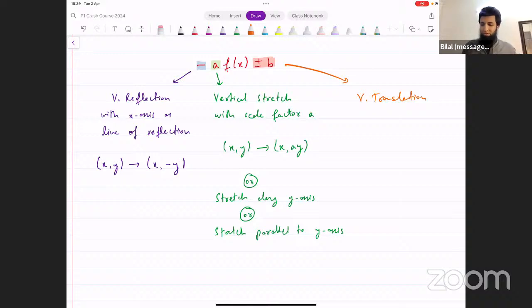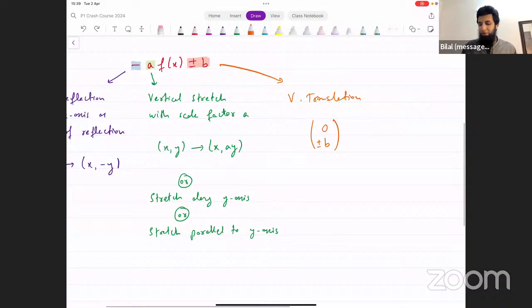Okay. So if it's a translation, you would say it's a translation with vector (0, b), because there's no change in the x direction. In the y direction, whatever that number is, that's going to be what you have here. If you have plus b, that would mean the graph is moving up. If it's minus b, that will mean the graph is moving down.